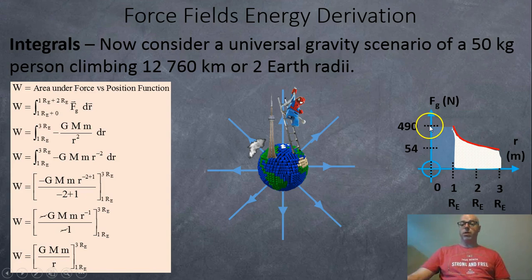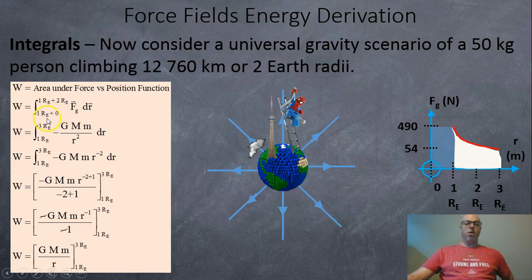So Spider-Man is going to lose a lot of weight, going from 490 newtons to 54 newtons, while still maintaining 50 kilograms of mass the entire time. So now we're just going to find out how much energy this is, how much work is done on Spider-Man to do this. So we're going to do the same thing.